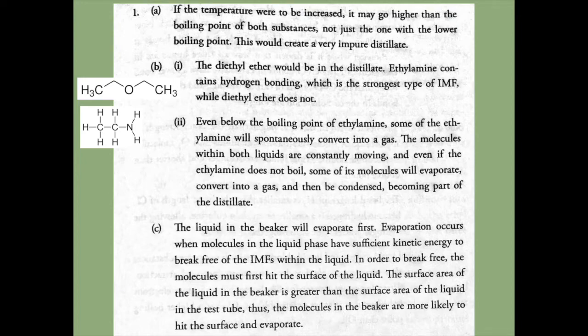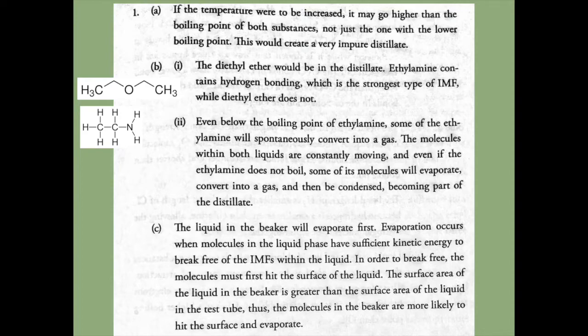In B I, it says which liquid is the primary component of the distillate, meaning what's getting boiled off. Justify your answers in terms of intermolecular forces, okay? So if you look at diethyl ether right here, this would be a nonpolar compound with London dispersion forces, while ethylamine has hydrogen bonding. So as a result, ethylamine is going to have the strongest intermolecular force, which means it's going to stay a liquid. And so diethyl ether is the one that's going to be able to become a gas more easily, so it's going to become the distillate because it has such weak intermolecular forces compared to ethylamine.